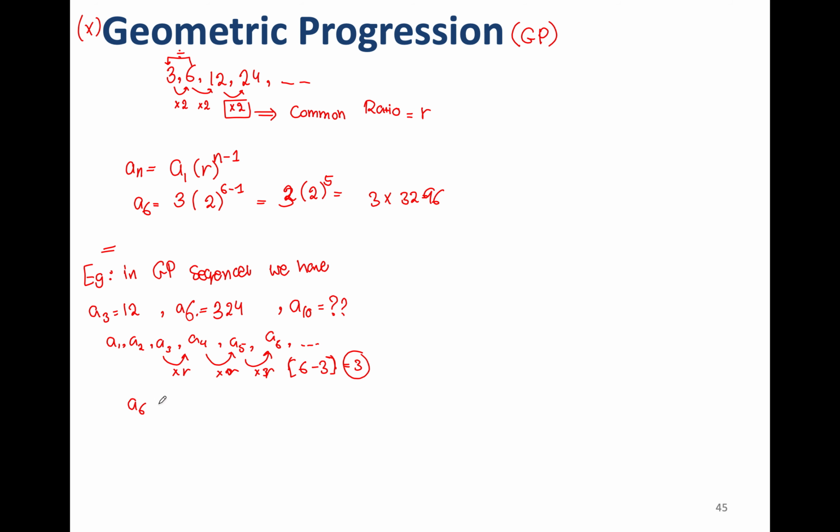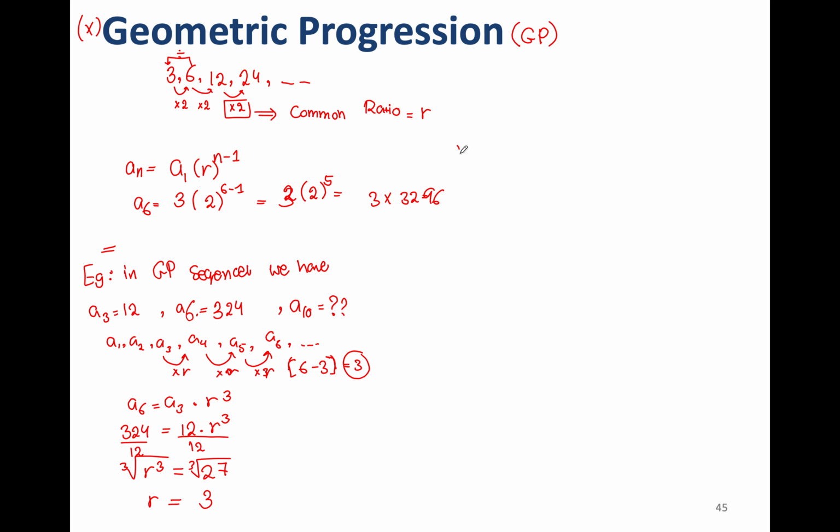So we will use the idea of R times R times R. So here we got that A6 is equal to A3 multiplied by R to the power 3, which is R times R times R. A6 is equal to 324. A3 is equal to 12, and R is unknown until now. So how do we get R? We need to isolate R. Then we just divide by 12. So we got here that R cubed is equal to 324 divided by 12, which is equal to 27. Now we take the cube root of both sides, and we got that R is equal to 3.